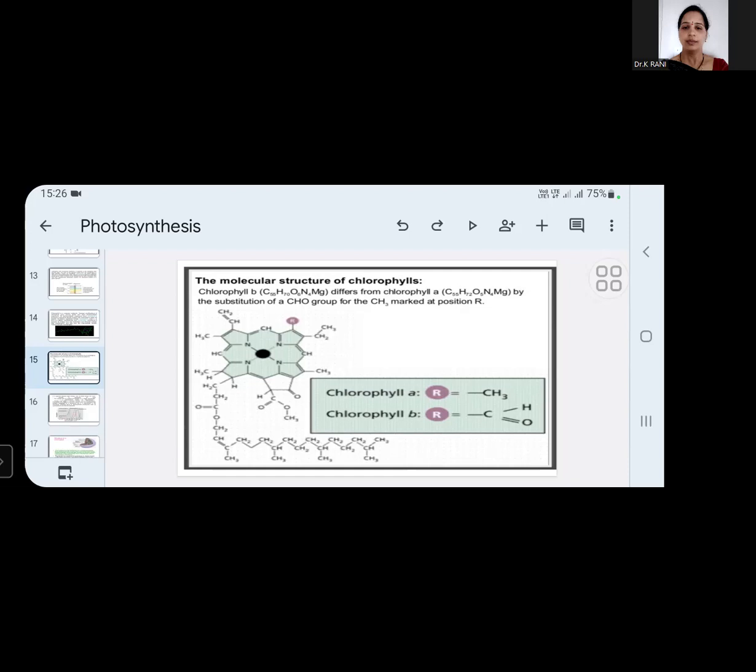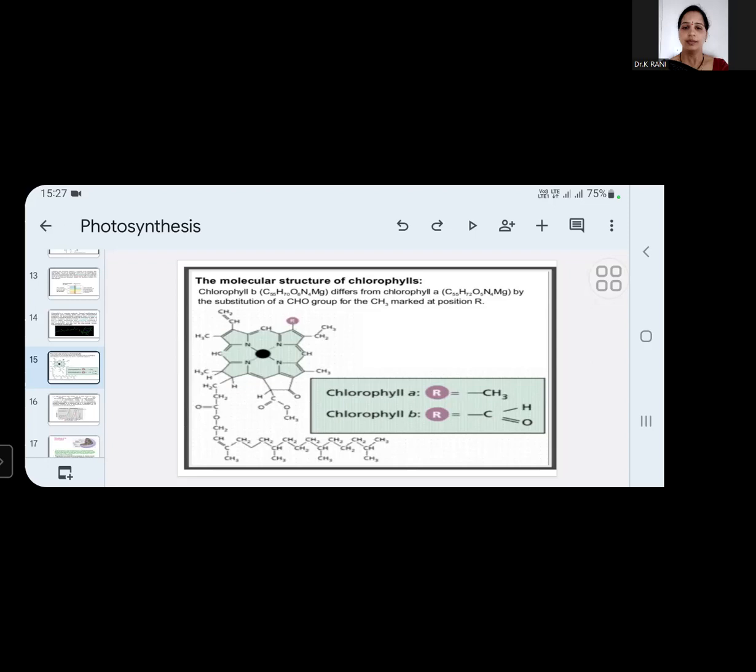And the phycobilins are phycocyanin and phycoerythrin. Phycoerythrin is red in color, and it is present in the Rhodophyceae algae. Phycocyanin is almost blue green in color. It is present in the Cyanophyceae bacteria. One question will come from the entrance point of view.